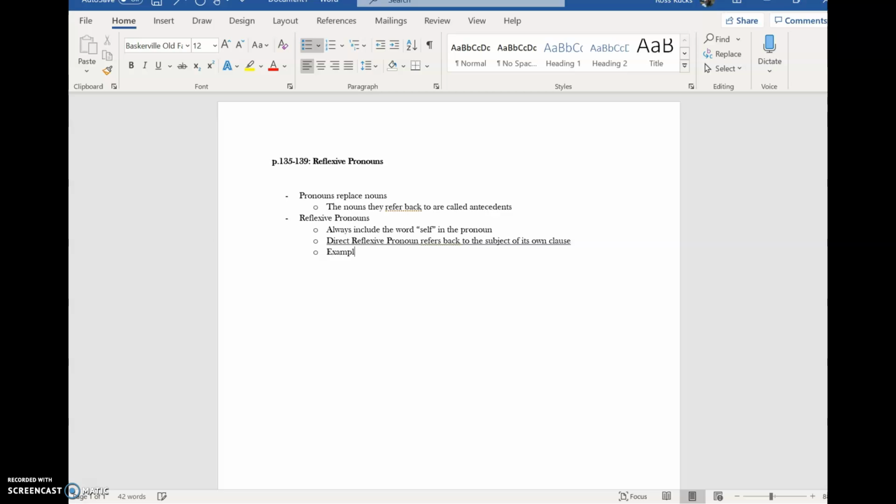Some examples of this: we've got the three persons. We've got first person pronouns. So in English, the reflexive versions of those would be myself and ourselves. The second person reflexive pronouns would be yourself and yourselves. And the third person reflexive pronouns would be himself, herself, itself, and themselves.